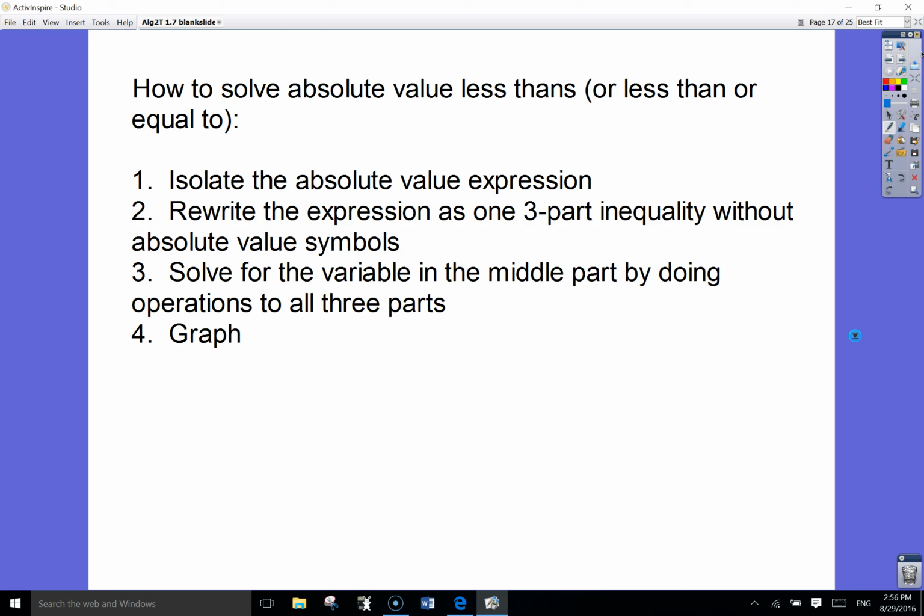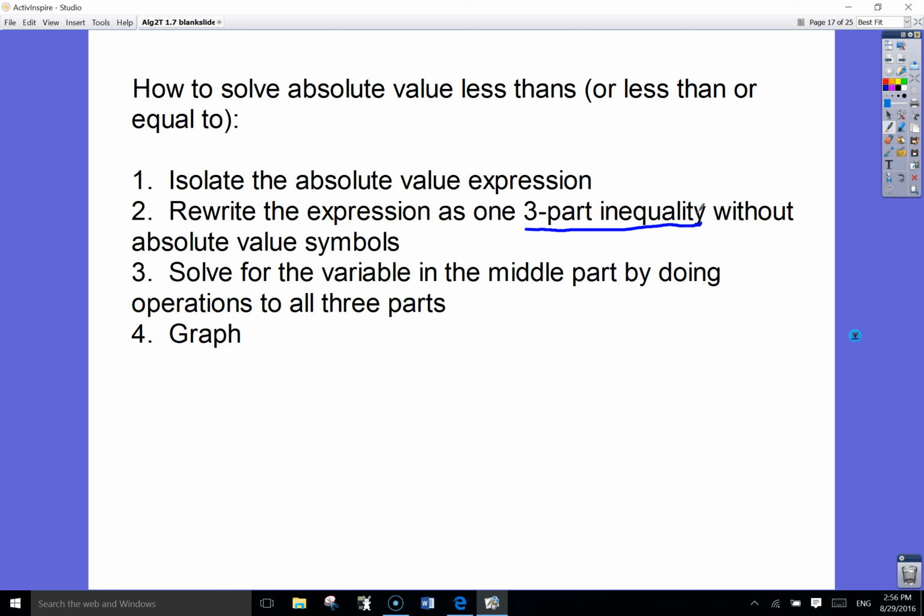Now we're going to move on to the absolute value less thans, and that includes less than or equal to. Isolating the absolute value expression is still the first step. Second, rewrite the expression as one 3-part inequality without absolute value symbols. This is going to be a hard thing for some of you to get the hang of, but 3-part inequalities are part of math.